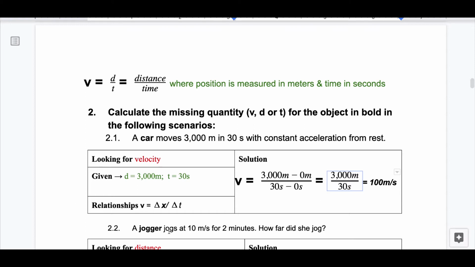The problem I'm going to have you solve now is: a jogger jogs at 10 meters per second for 2 minutes. How far did she jog? We're looking for distance. Try pausing now and working on that one.